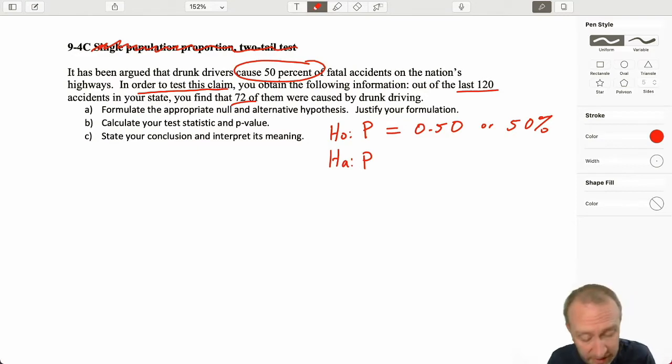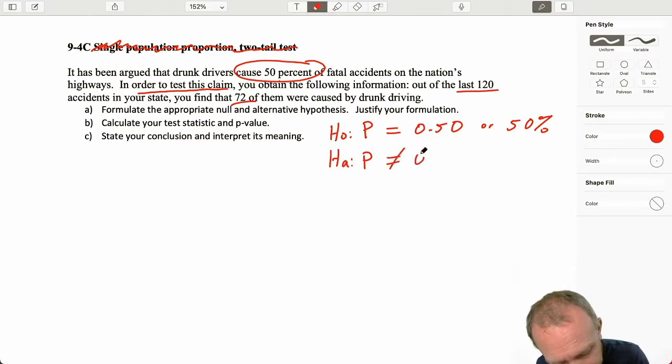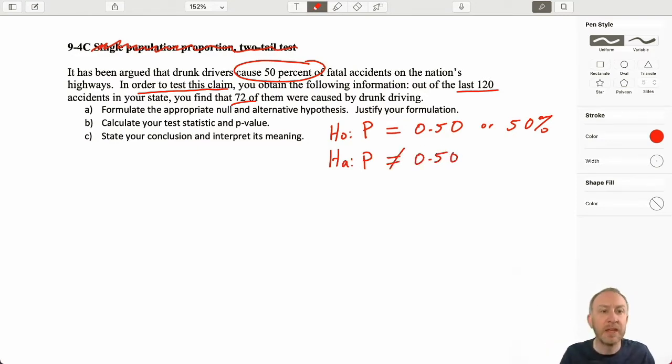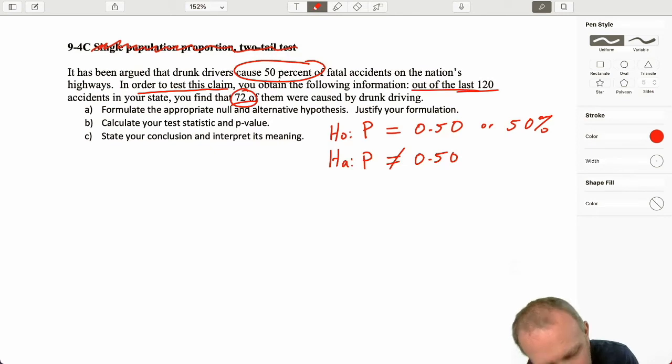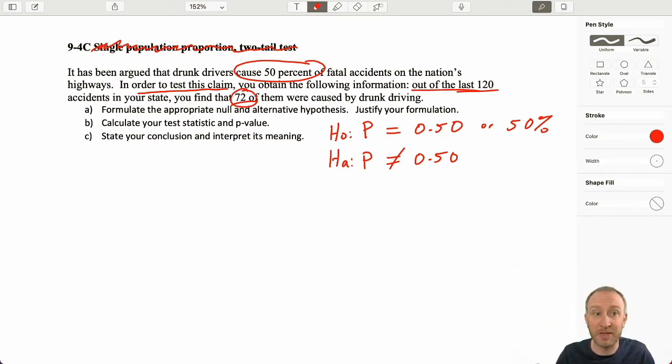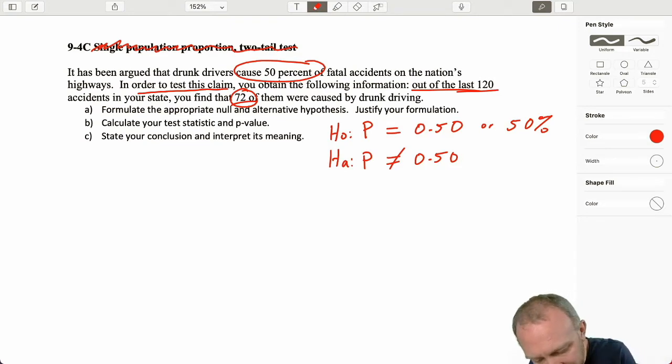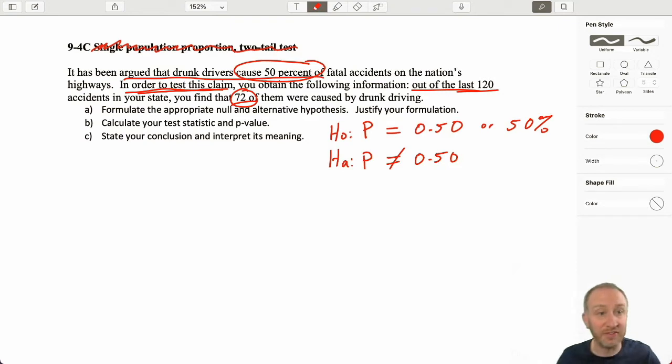So we're doing a two-tailed test, and so the alternative becomes not 0.5. Again, by looking at the problem, I can see 72 out of 120. That's telling me I'm doing a test on proportions. And I know it's a two-tailed test because we're testing a claim that drunk drivers cause 50%. It is or it is not. It's not greater than, less than, at least. It either is or it isn't. So that makes it a two-tailed test.